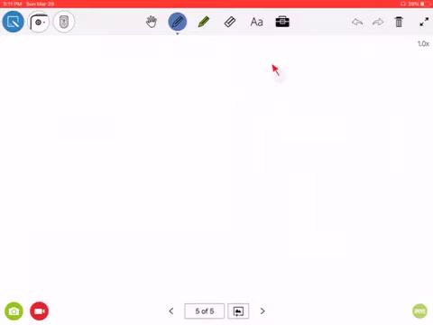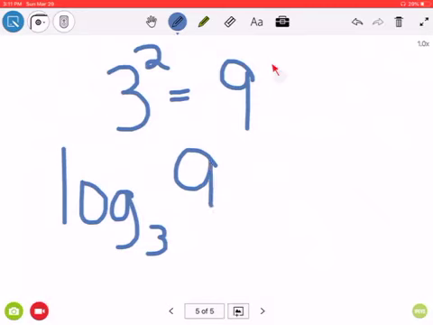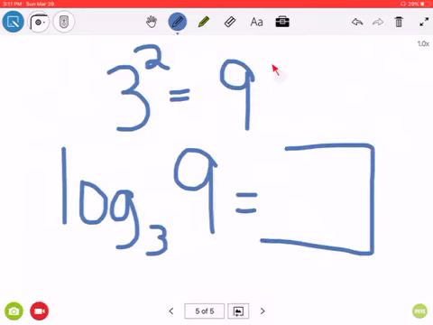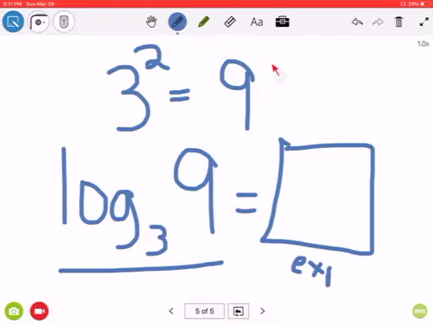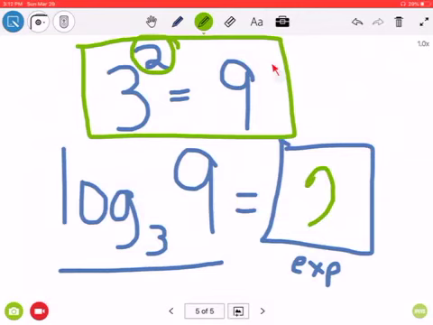All right, let's try this one. 3 squared equals 9. Log base 3, 9 equals what? We always said that a logarithm is always equal to the exponent. So what's the exponent up here? Well, the exponent was a 2. So that means the answer here is 2.